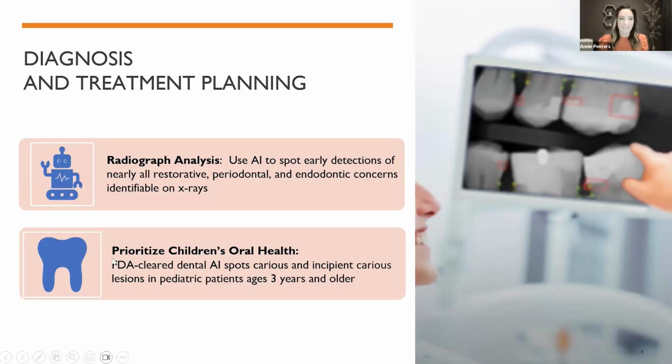And for any of our pediatric dentists on the call, or for any of you that see children, you'll be happy to learn that the clinical AI on x-rays is helping pediatric dentists prioritize oral health and treatment for children ages 3 years and older. Thanks to the new FDA cleared AI approval, you can spot potential caries forming not just on primary teeth, but on secondary teeth. I'm sure, Lisa, you can speak to this, but parents are loving this.